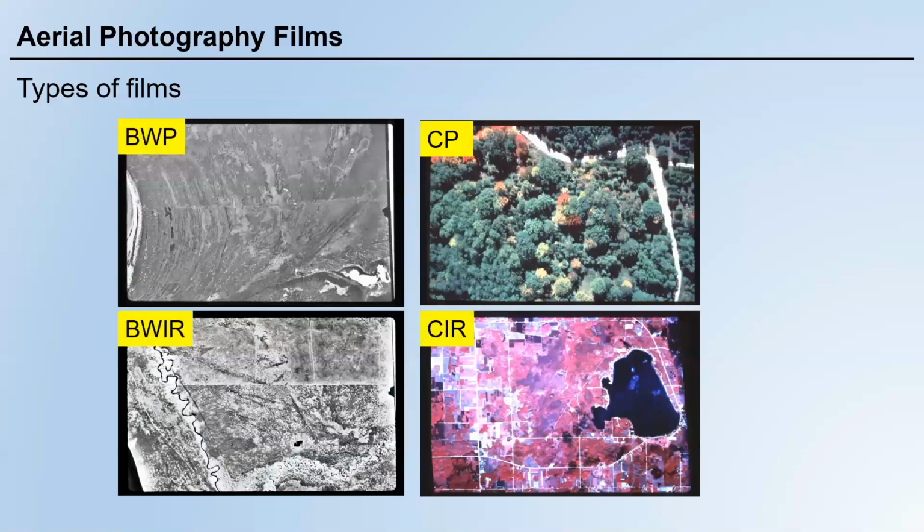Okay, here come the examples. First one, what? Black and white panchromatic. Second one, black and white infrared. Third one, color panchromatic or true color. Fourth one, what? Color infrared. Okay, so for the last two, the third one, color panchromatic, is just a true color image. We have roads here, right? We have green vegetation, and we have red vegetation because it's autumn, right?